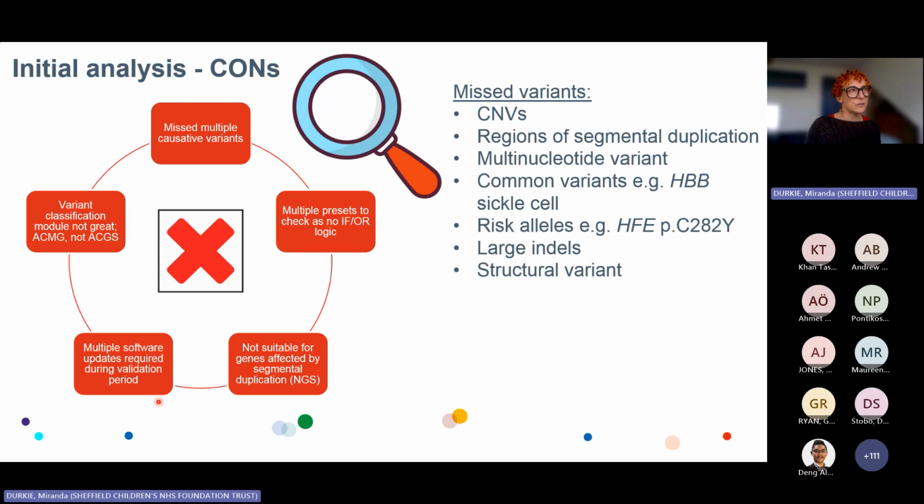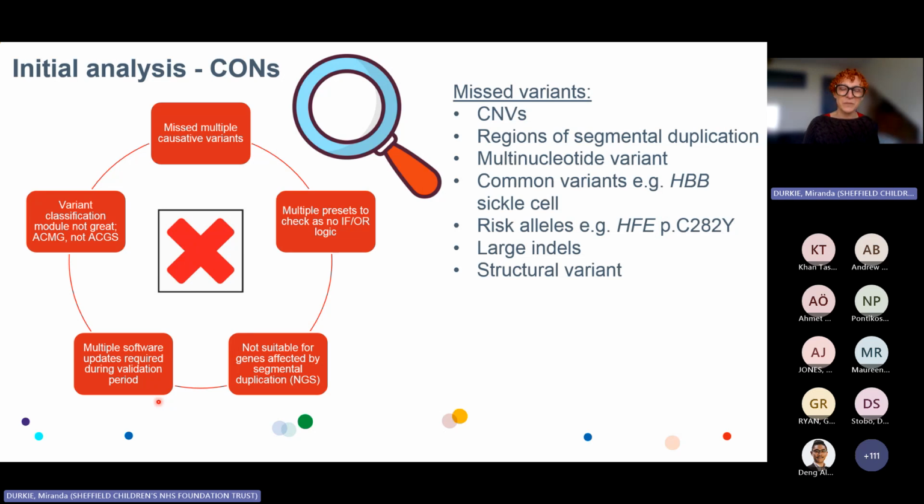So, for example, the sickle cell variant. We had to create a new preset for these known pathogenic ones, and risk alleles that we do report in a number of circumstances, like hemochromatosis or Gilbert syndrome. So again, we had to develop our own preset for this. We also had some large indels, between about 35 and 50 base pairs, that were missed, and a structural variant, which, to be fair, was maybe a little bit difficult.